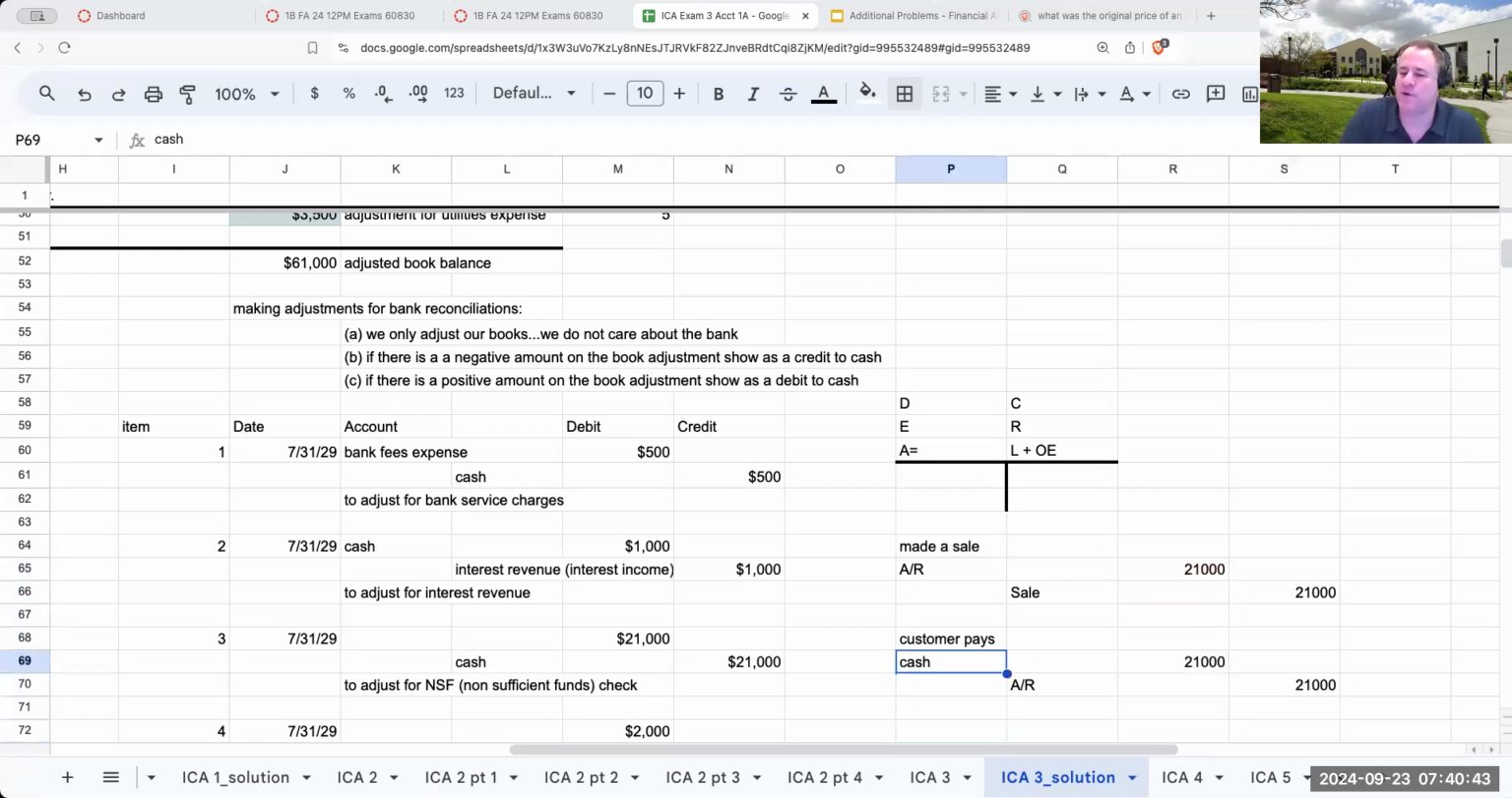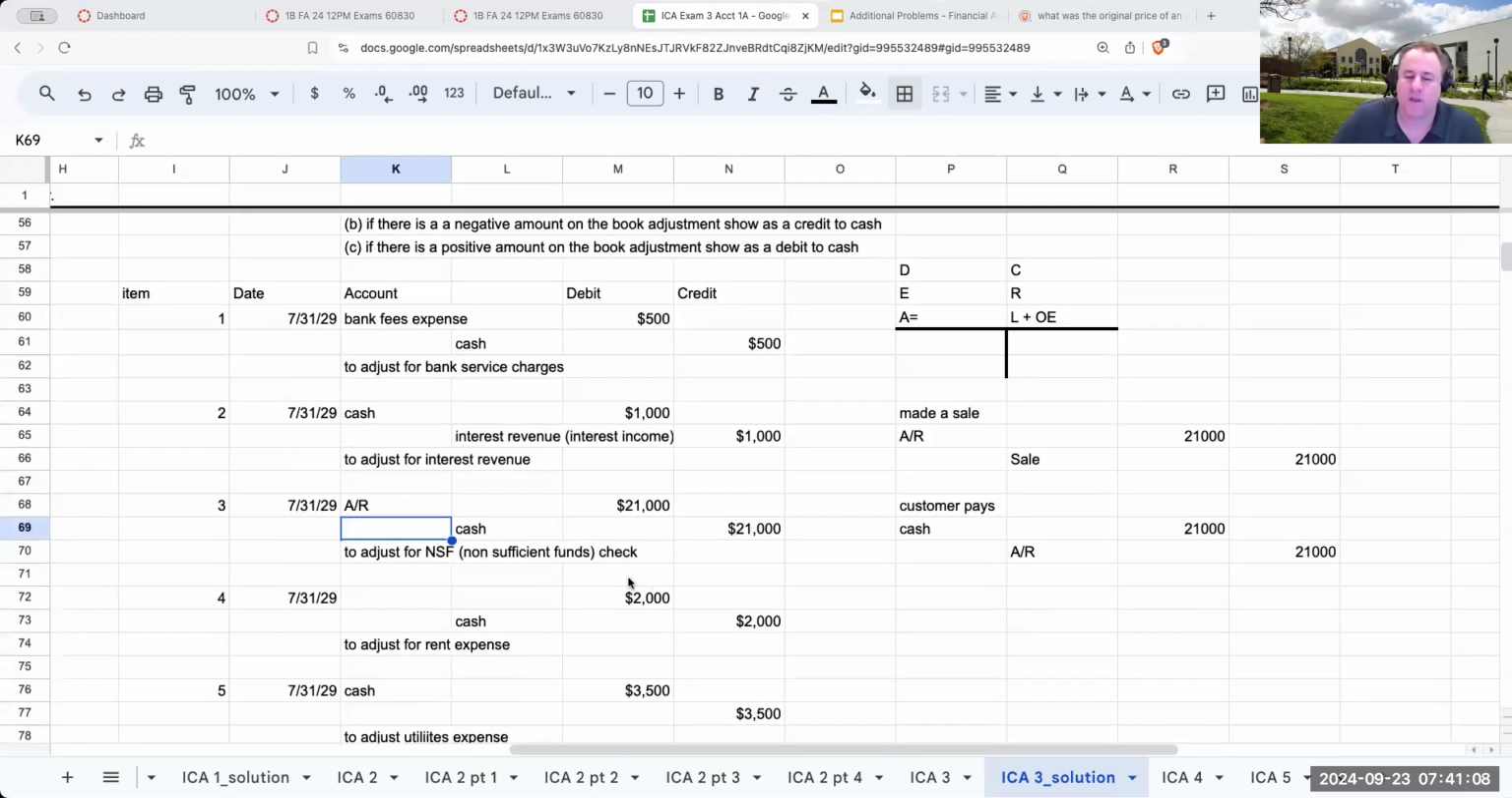Now, what happened was I took this check, went to the bank. The bank says no, so I'm out that cash. However, what I need to go through and do is I'm going to debit accounts receivable. So I want to reinstate the account receivable because if I have a non-sufficient funds check, the customer still owes me that money. Okay, so this was a check that was processed in error.